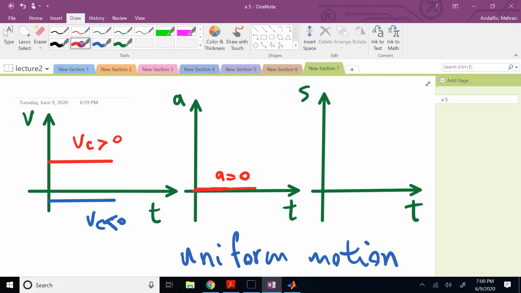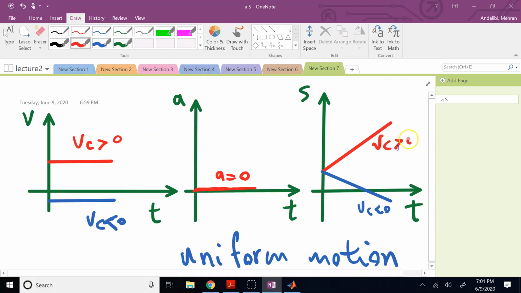So it can be either like this, or it can be like this. Okay, so this is for the negative case. This is for the positive case. And this constant number at the beginning is the initial position s naught. Okay, so this is the uniform motion.